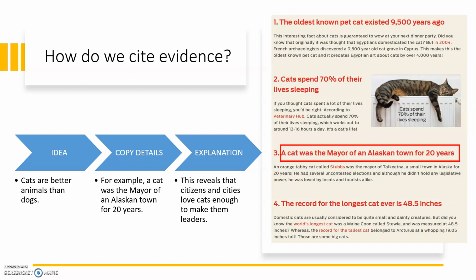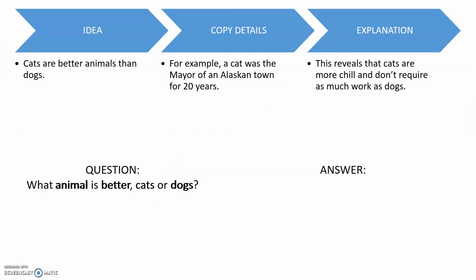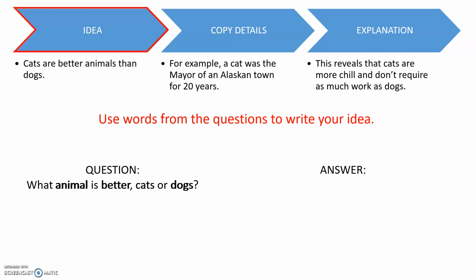Let's go into a little bit more detail about how we write our idea, details, and explanation. So let's start with our idea. And my idea, remember again, is that cats are better animals than dogs. One of the strategies I can use is to use words from the question to write my idea. My question here is, what animal is better, cats or dogs? I'm going to use words from the question to write my answer. So I might use the words cats, better, animal, dogs, and I'm going to use those words to write my answer. Cats are better animals than dogs. That's it.